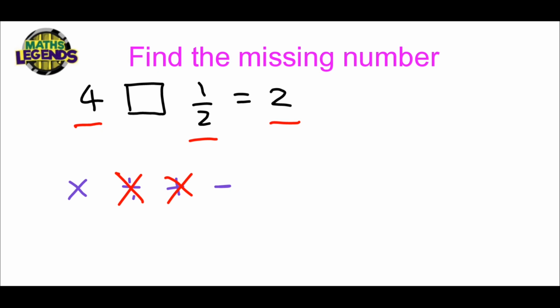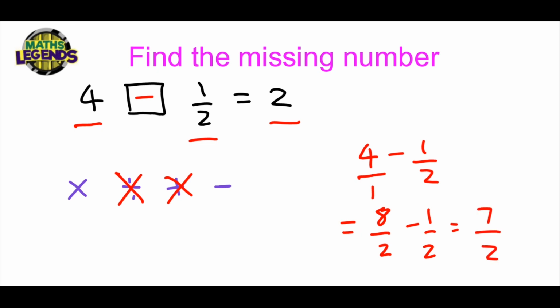Let's try the minus. 4 minus a half is 3.5. And we can work that out over here. So 4 minus a half, and 4 is treated as 4 over 1. So that's the same as 8 over 2 minus a half, which is 7 over 2. Now we know 7 over 2 is not equal to 2, so the minus does not work. So let's try the times. 4 times a half, so 4 over 1 times a half, which is 4 over 2, which equals 2, which is the right answer.